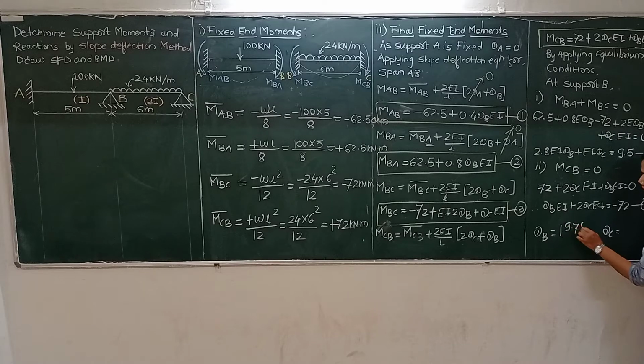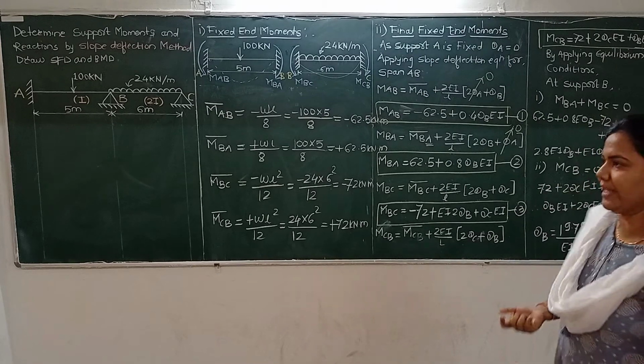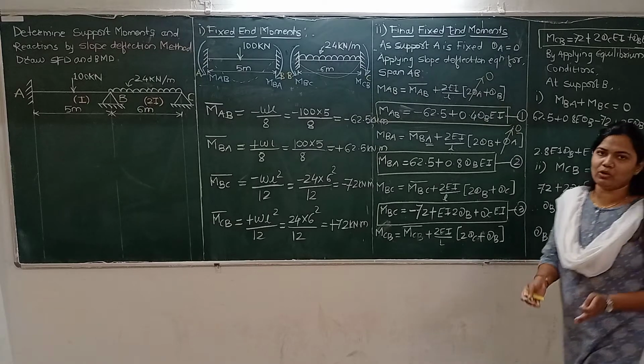19.78 upon EI, which is a positive value. This is our first unknown, and the second unknown we get is minus 49.89 divided by EI. So these are our two unknowns we got from equation number 5 and 6. We got slope at B as 19.78 upon EI, and slope at C as 49.89 divided by EI. So these are the values of slopes.